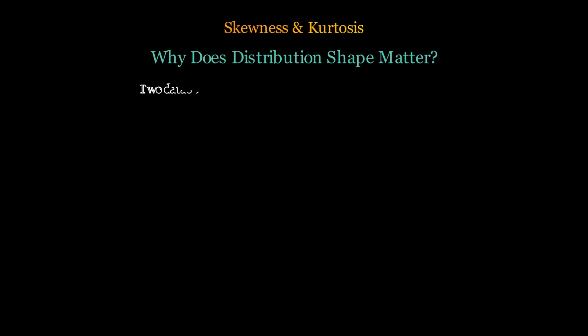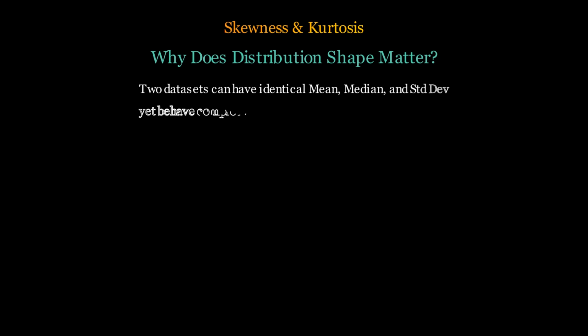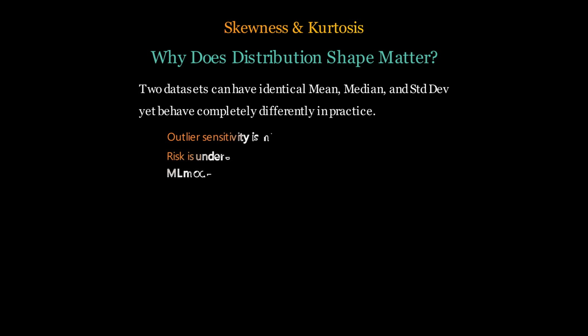Here's a critical insight that trips up many analysts and data scientists. Two datasets can share identical mean, median, and standard deviation yet look completely different when visualized and behave very differently in models. If you only report the mean and standard deviation, you miss crucial shape information. This oversight leads to underestimating financial risk. Many 2008 financial crisis models assumed normal distributions and missed the fat tails.